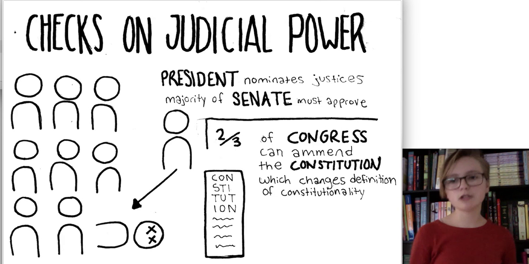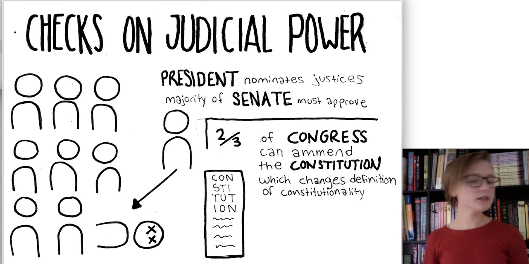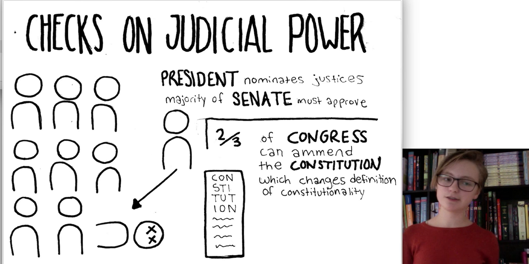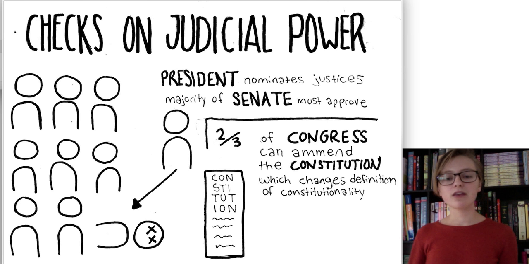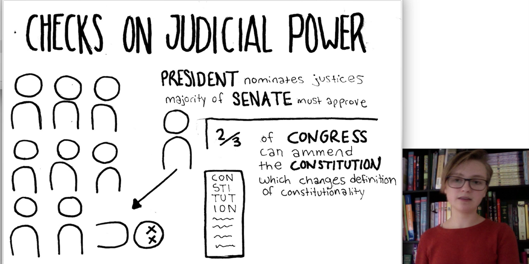So as for judicial power, there's not a ton of these. The president can kind of influence the Supreme Court because he gets to appoint or nominate the justices, and then the Senate has to approve it. And then Congress can also kind of influence the Supreme Court because they can amend the Constitution, which is going to change, because all Supreme Court stuff is basically ruled as constitutional or unconstitutional. And so when Congress changes the Constitution, it changes what's constitutional and what's not. So they can kind of influence how the Supreme Court rules because they're changing the basis on which it judges.